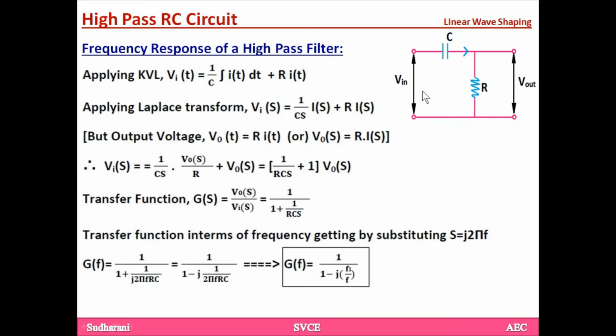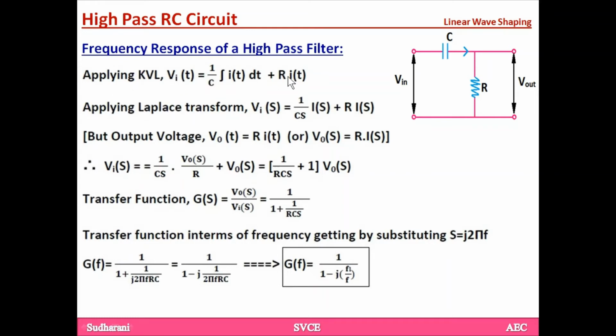By applying KVL at the input, we get Vi of t is equal to the voltage across the capacitor, given by 1 by C integral i of t dt, plus the voltage across the resistor, given by R into i of t. Here the (t) represents that this variable is a function of t. With respect to time, the value of this variable changes. So to find the transfer function, I am applying the Laplace transform here.